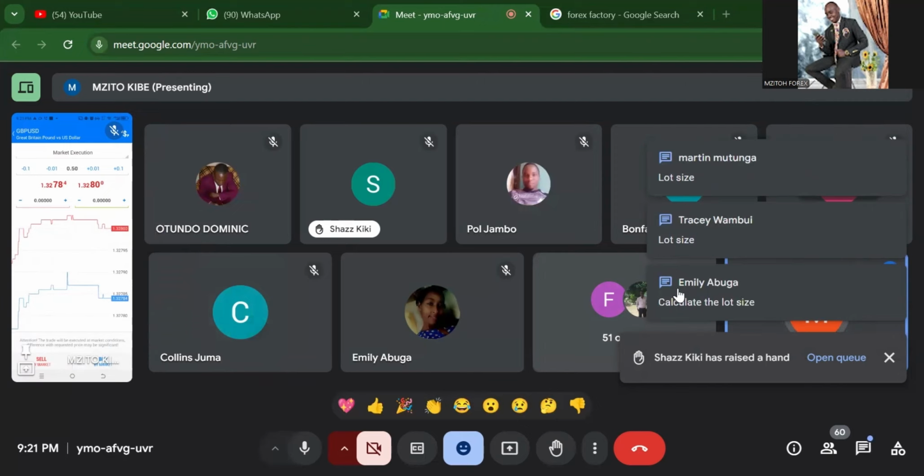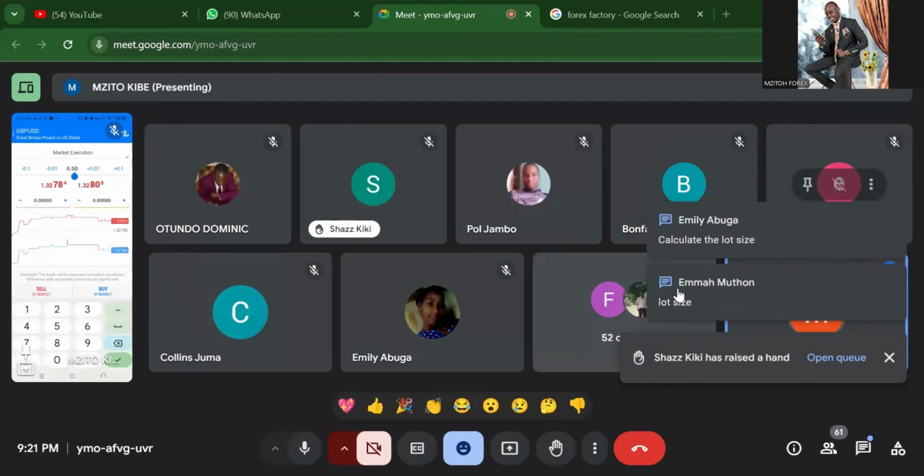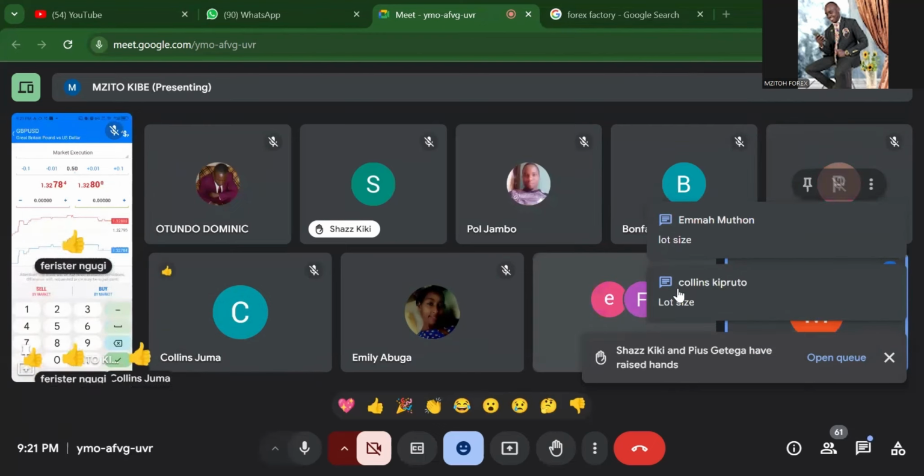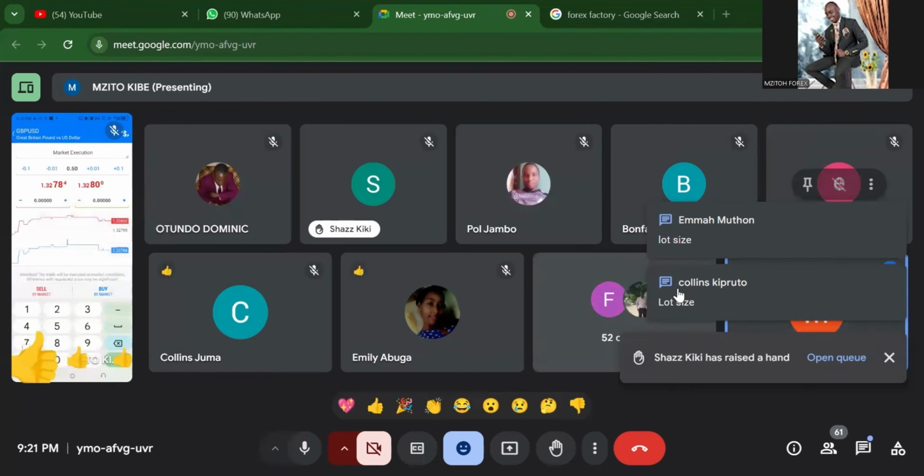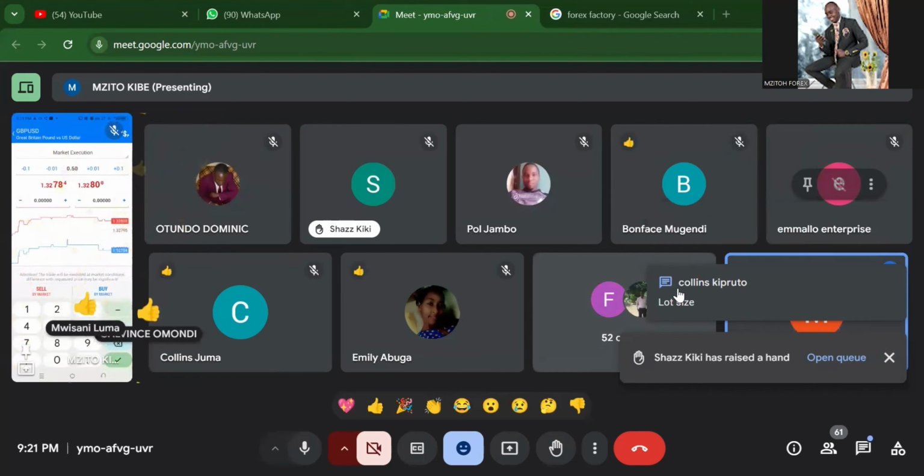So you see where it's written 0.5. How many are seeing where it's written 0.5? If you are seeing there, confirm. So before you trade, you have to ensure that you use the correct lot size.